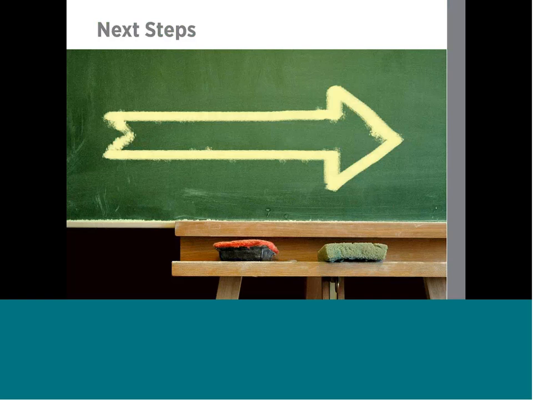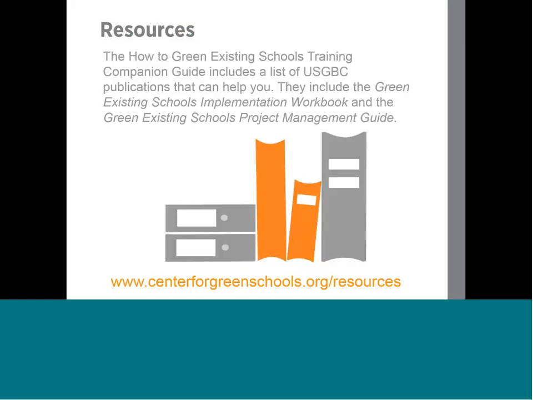Now that you have an overview of what steps are involved in creating a sustainability program for your school or school district, the next step is to gather more in-depth information. For additional guidance, you can refer to the existing schools training guide that provides more details on the content covered in this training and includes references to useful websites and publications, such as the Green Existing Schools Implementation Workbook and the Green Existing Schools Project Management Guide. See centerforgreenschools.org/resources for more publications, reports, and trainings.